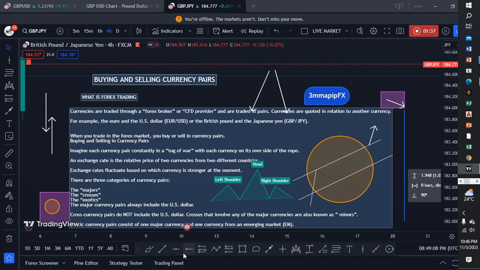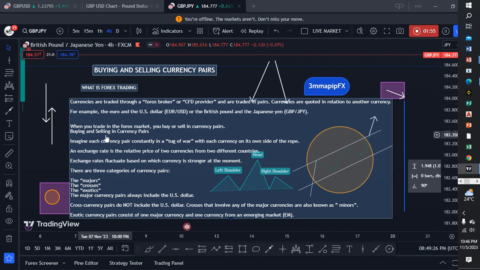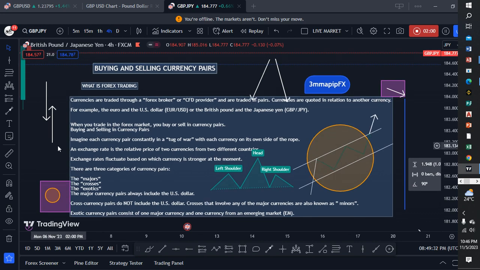The currency is always quoted. It's not like we trade a single currency. We always trade a pair, one currency against the other. Or for example, the British pound sterling and the Japanese yen. When you trade in the forex market, you buy or sell in currency pairs. Imagine each currency pair constantly in a tug of war with each other, with each currency on its own side of the rope. An exchange rate is the relative price of two currencies from two different countries. Exchange rates fluctuate based on which currency is stronger at the moment.